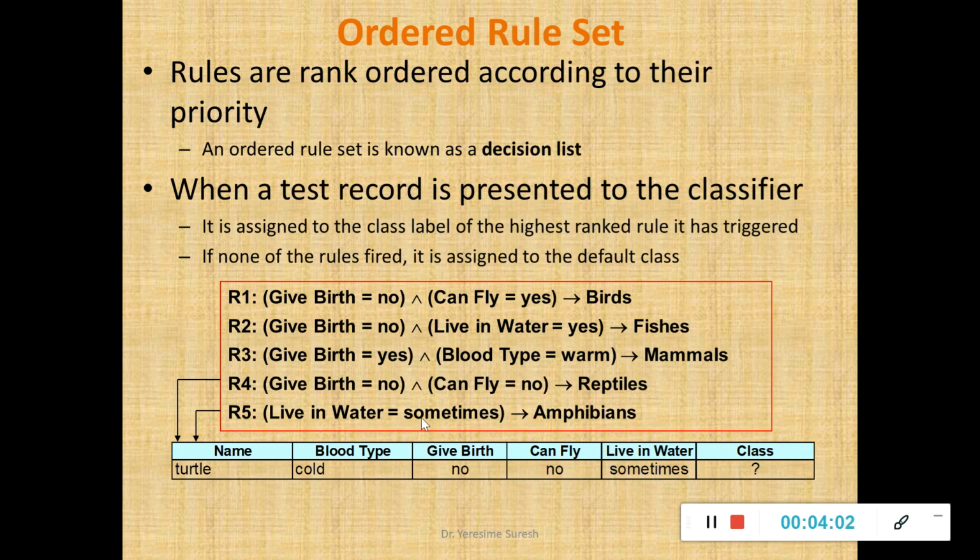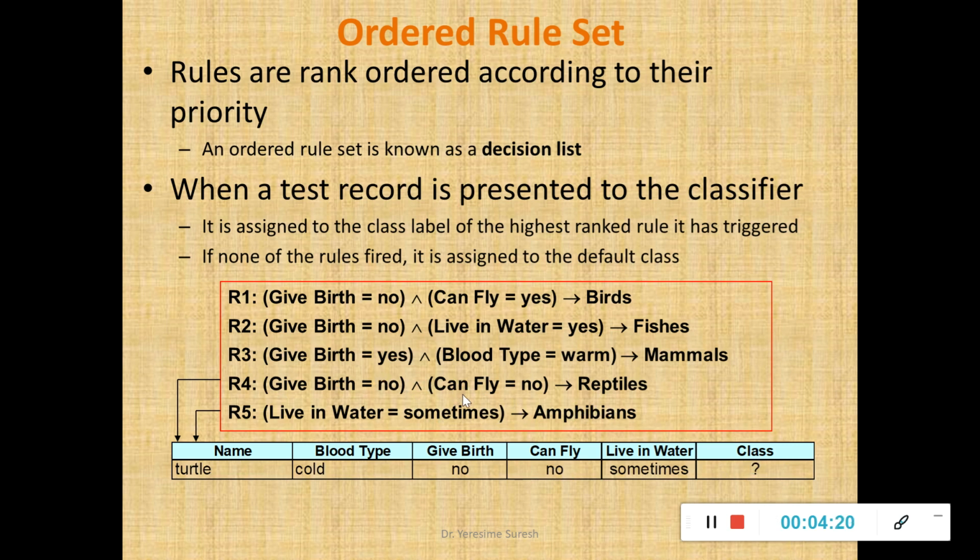What is it? Lives in water sometimes. Only one is matching. But whereas in this rule R4, gives birth is no, and can fly is no. Two conditions, two conjunctions are getting satisfied. Hence the class label will be given as reptiles but not amphibians.